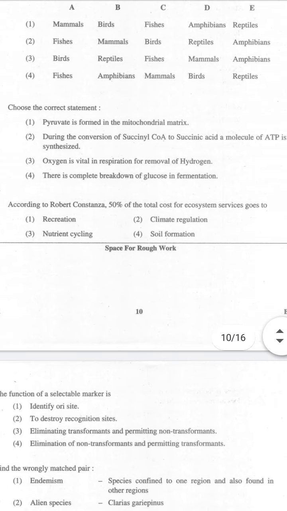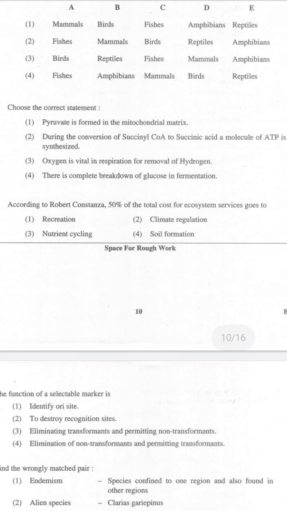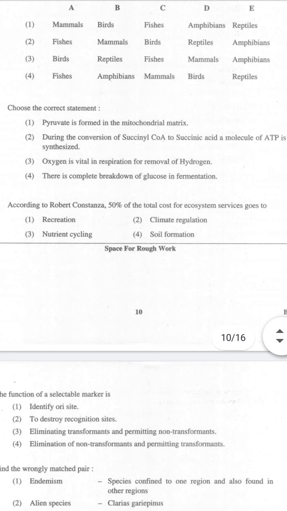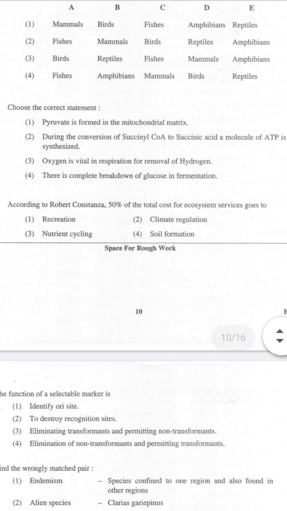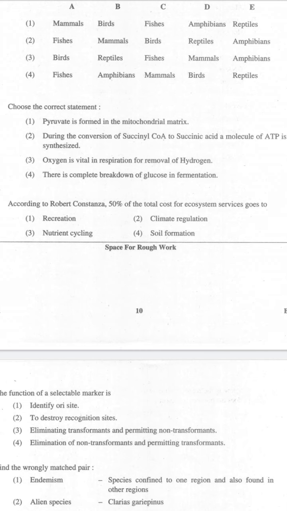Pyruvate is formed in the cytoplasm during fermentation. Glucose is partially broken down by glycolysis. During the conversion of succinyl-CoA to succinic acid, a molecule of GTP is synthesized. Is this clear? Then, question number 39.